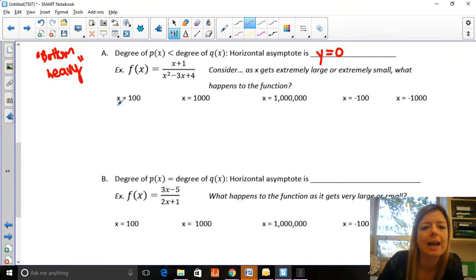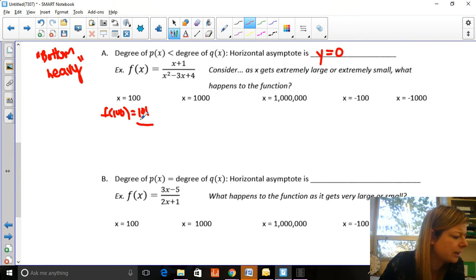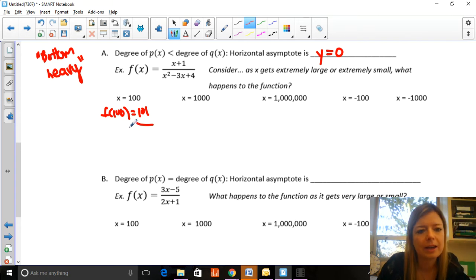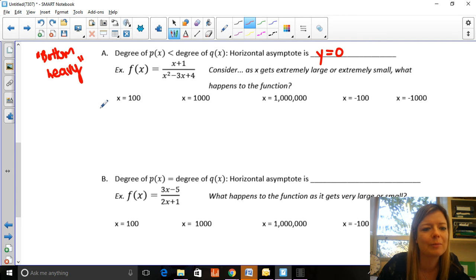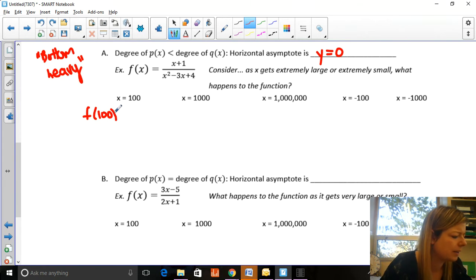So let's say I put in x of 100. Okay, that's getting pretty big. So that would mean f at 100 gives me 101 divided by, okay, if I put 100 in there, then I get, I should just tell you what I get. If I put 100 into this function, then I get 0.01.